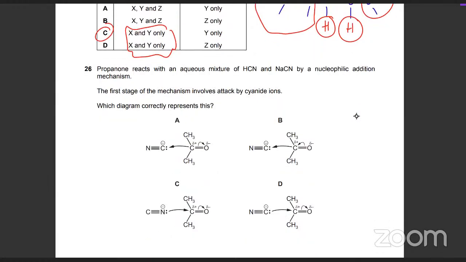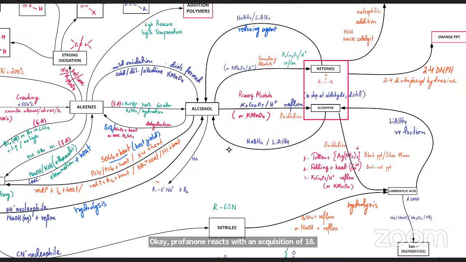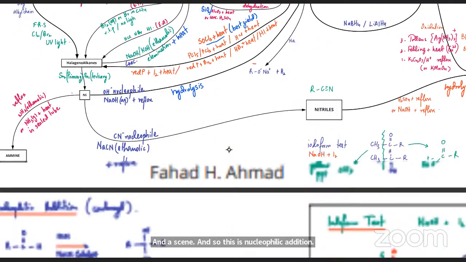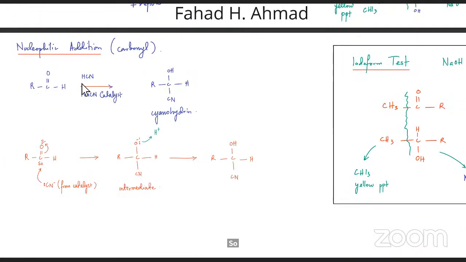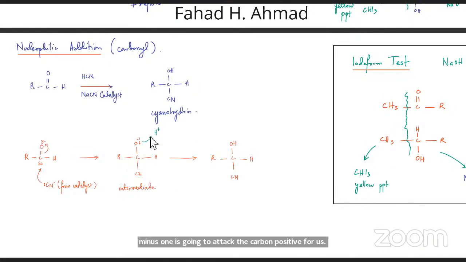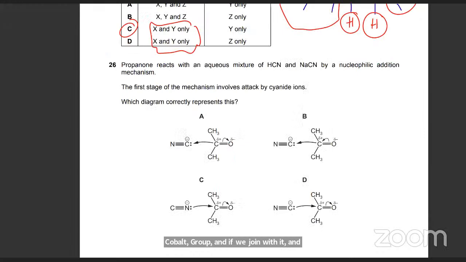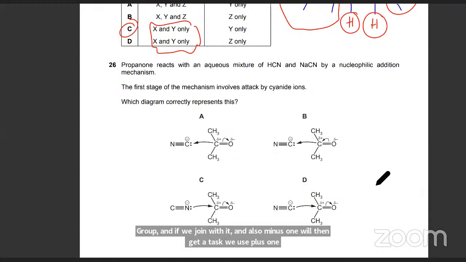Okay, propanone reacts with an aqueous mixture of HCN and NaCN. So this is nucleophilic addition. This is the reaction of aldehydes and ketones with HCN. So this is its mechanism. CN-1 is going to attack the positive polar carbon of the carbonyl group and it will join with it, and oxygen -1 will then get attached to H+1. So what is it? Yes, sir, D is forming.